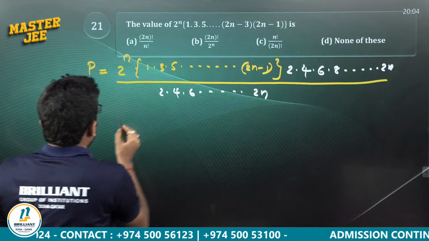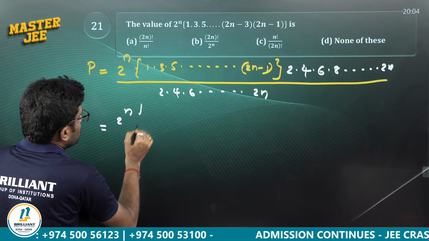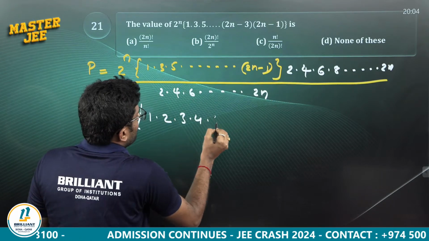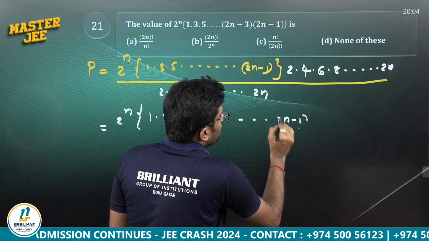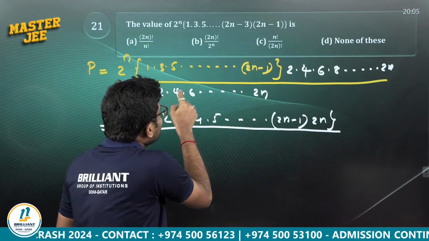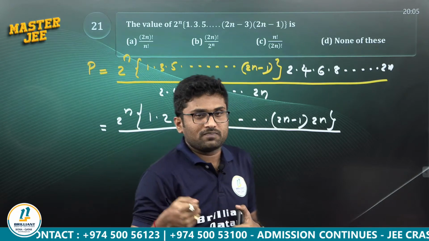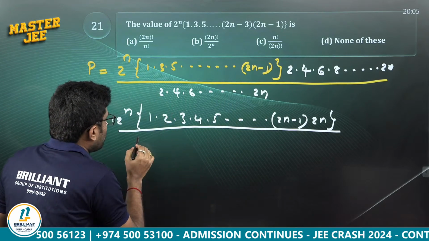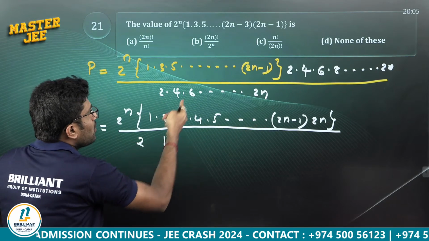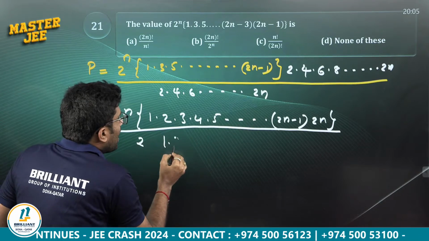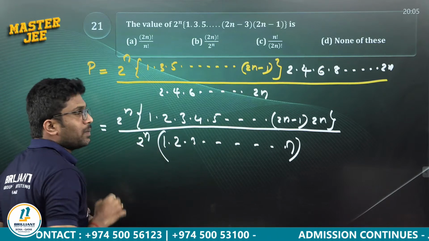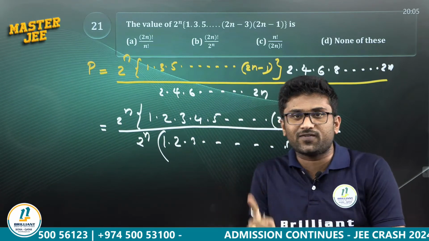Then we get 2 power n in the numerator: 1 into 2 into 3 into 4 into 5 and so on, 2n minus 1 into 2n, whole divided by, from each of these n even numbers, we can take 2 common. From 2 we take 2 common, 2 into 1. From 4 we get 2 squared. From 6 we get 2 cubed. In the same way, from n numbers we get 2 power n. I hope this step is clear, friend.